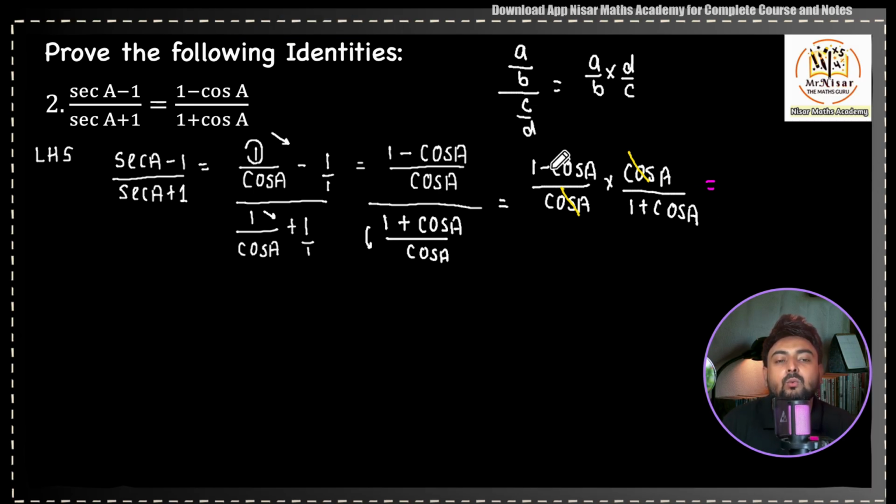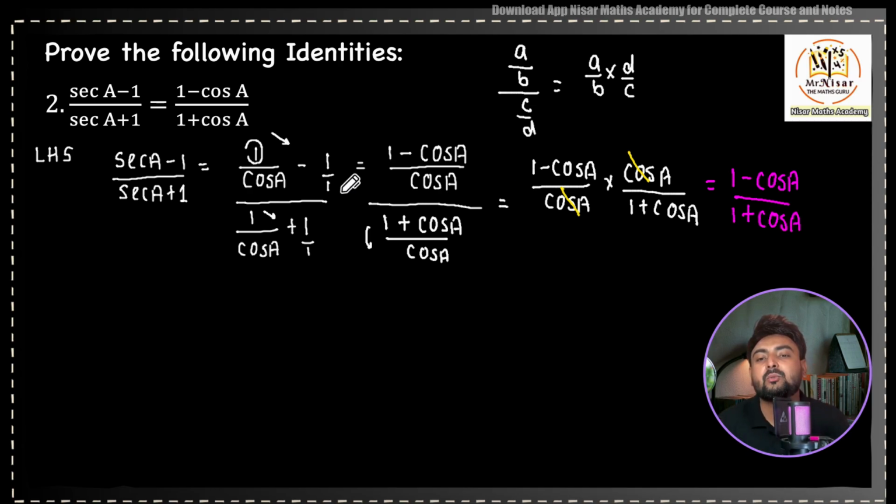What is remaining here? 1 minus cos a into 1, it will be 1 minus cos a upon, what is remaining, 1 plus cos a into 1, it will be 1 plus cos a, and this only we have to prove. I hope it is quite clear to you. So left hand side is equal to right hand side. Okay, very easy and very interesting question it was. Let's go ahead for the next question.